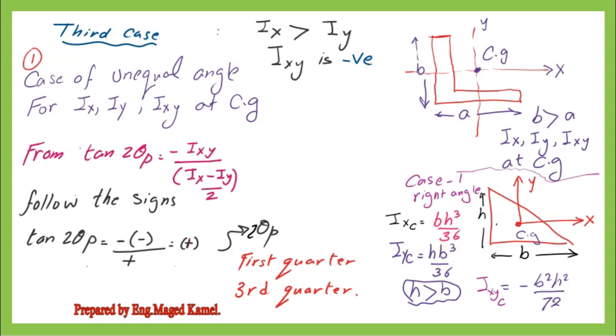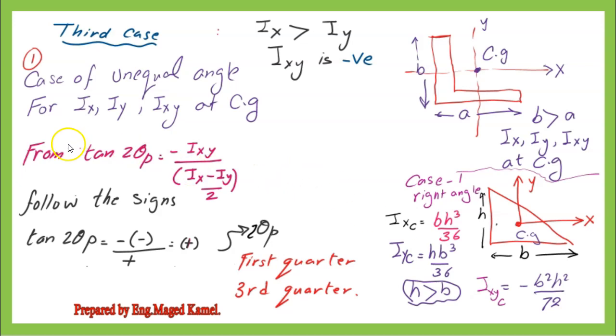The second case is the case of right angle triangle case 1, where the height h is bigger than the base b. We recall that Ix at CG is b h cubed divided by 36. Iy at CG is equal to h multiplied by b cubed divided by 36. And Ixy at CG is minus b squared h squared divided by 72.